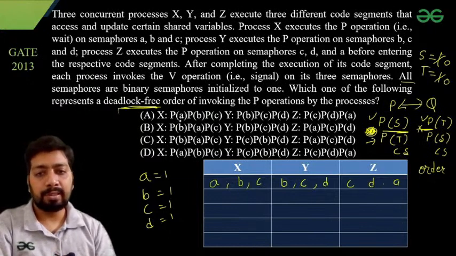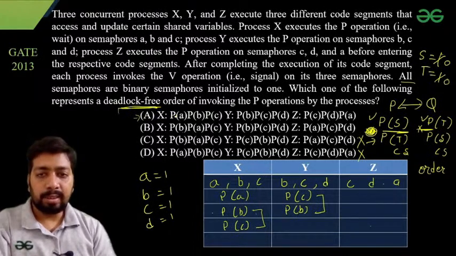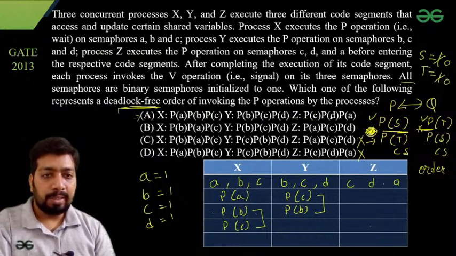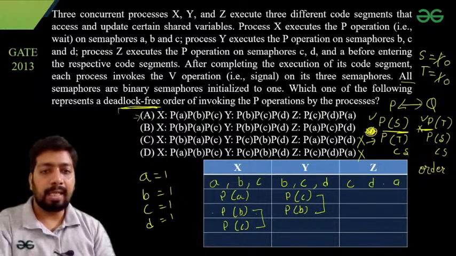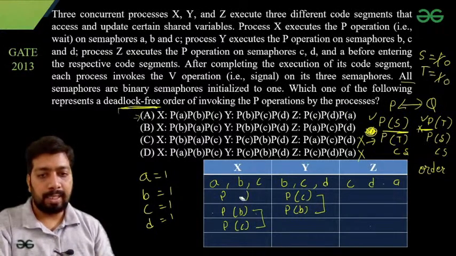So let's start with the first option, option A. In process X, A, B, C, that seems fine. In Y, B, C, D. So B, C is common between processes X and Y and they are in the same order. That's fine. In process Z, the sequence is C, D, A. So you can see between Z and Y, C, D are shared and they are in the same order. That's also fine. But between process Z and X, the order of A and C is different because in process X it is AC and in process Z it is CA.